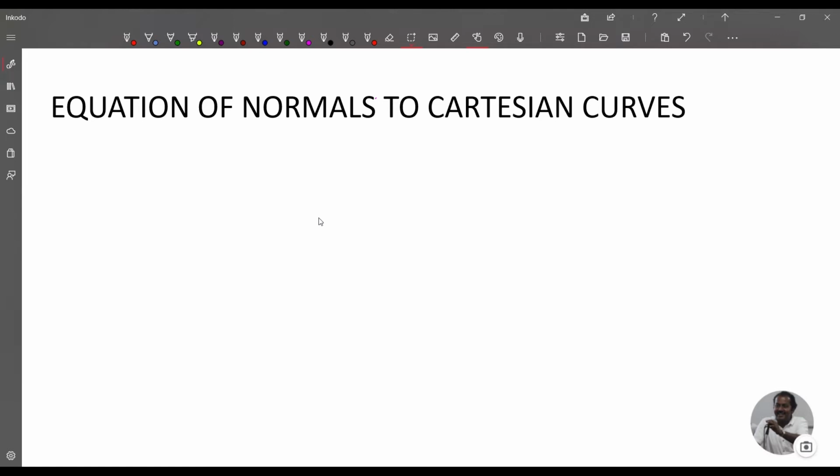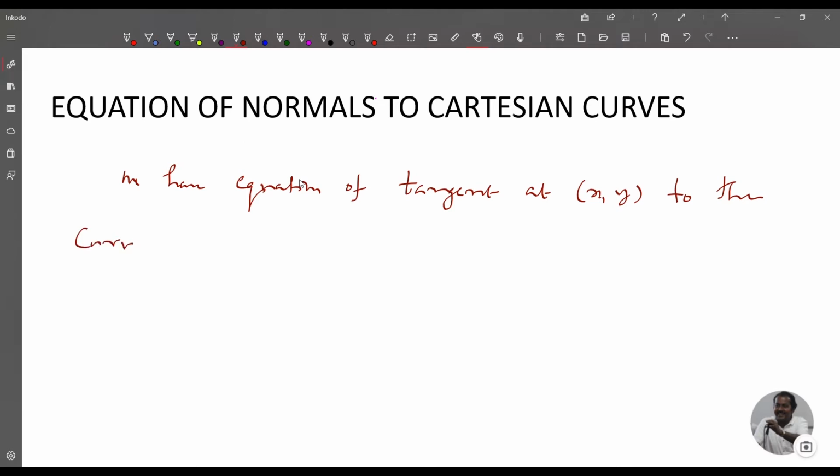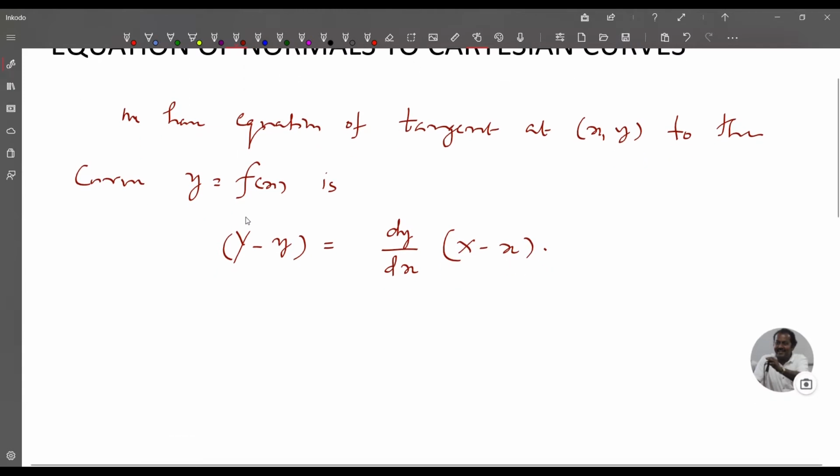We have the equation of tangent at (x, y) to the curve y equal to f of x is y minus little y equal to dy by dx into x minus little x.